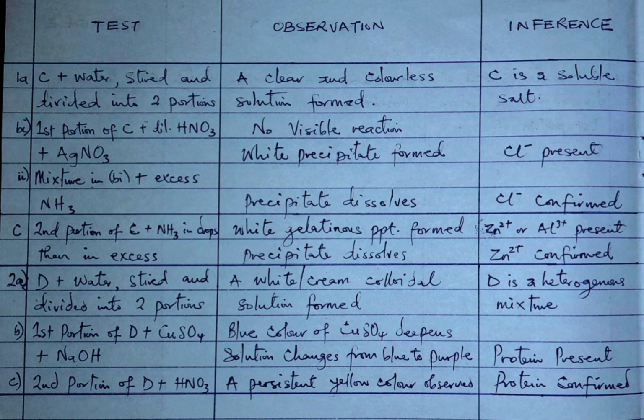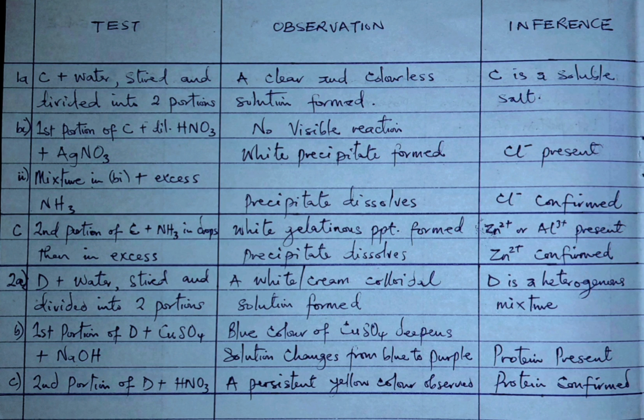If you add HNO3 to this portion of C, you will discover that there is no visible reaction. Nothing happens, as if you're just adding water to water. That's how it will look. So you observe that there is no visible reaction. There is no color change, no precipitate formed, no effervescence. But then you add silver nitrate, AgNO3, to the mixture of C and HNO3.